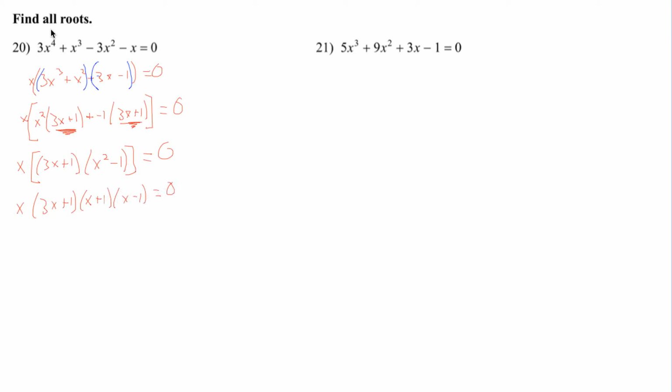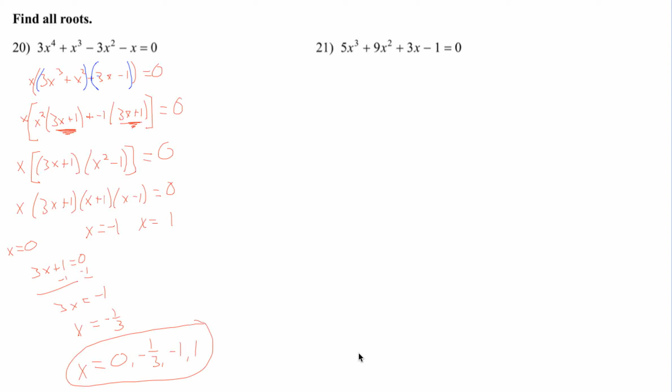And so our roots to solve this, we know x equals 0. From here, we have to solve this. 3x plus 1 equals 0. So we subtract 1 and divide by 3, so x equals negative 1/3. From this one, it's just what makes this 0, so that's negative 1. From this one, we have x equals positive 1, and so we put our answer all together. We get 0, negative 1/3, negative 1, and positive 1, and those are the zeros of that function.